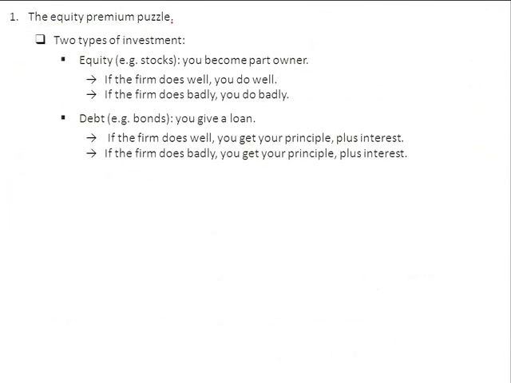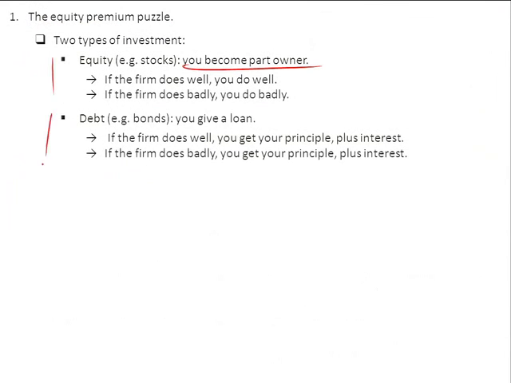So very roughly speaking, we can think about two different types of investment. An equity investment, for example, buying stock in a firm, means that you become part owner of something. Usually it's a firm, but you could become part owner of a racehorse, and so on. If the firm does well, you do well. If the firm does badly, you do badly. That's a risky investment.